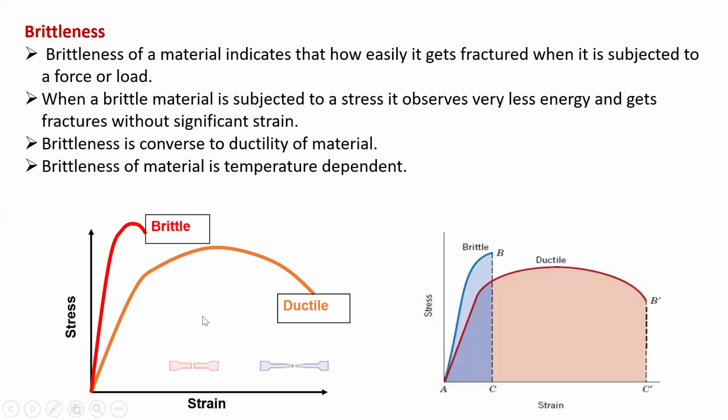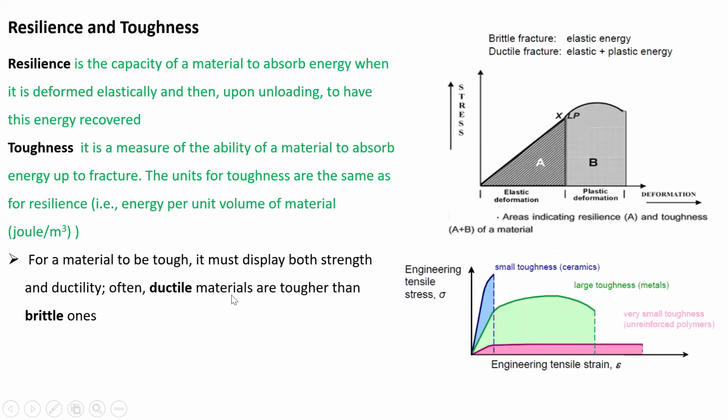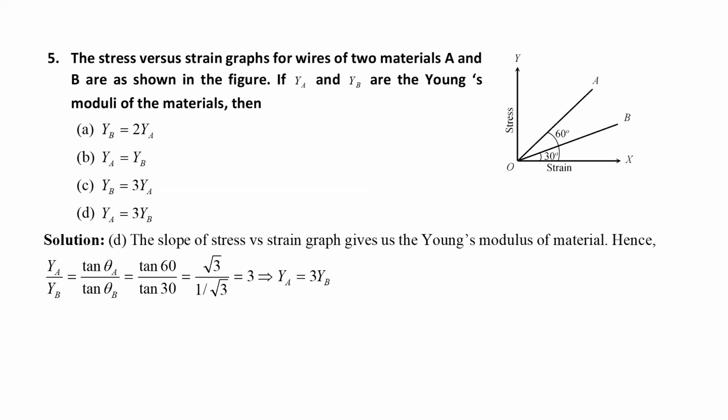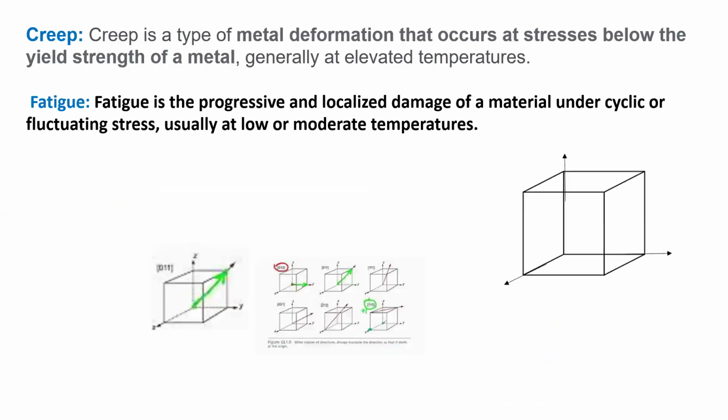Brittleness, again, the diagram. In the same graph, creep. Creep is a type of metal deformation that occurs just below the yield strength of a metal.